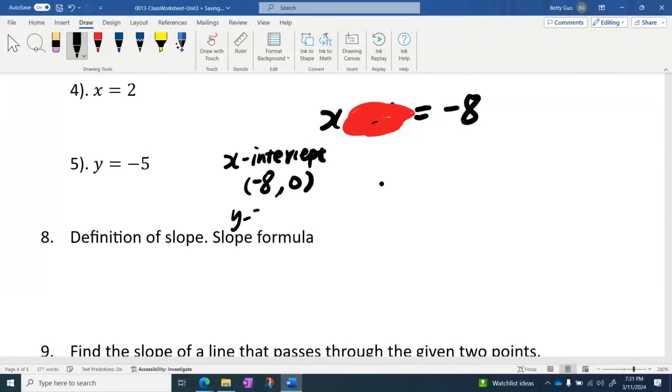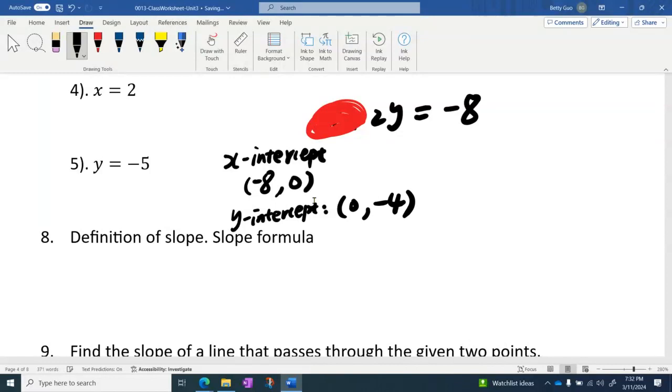To find the y-intercept, you make this part disappear. You make x disappear. And you are looking at it right now, 2y, twice of y equals -8. Of course, y is -4, right? You can very quickly find the y-intercept. Let me know, am I clear about what I'm trying to show you?